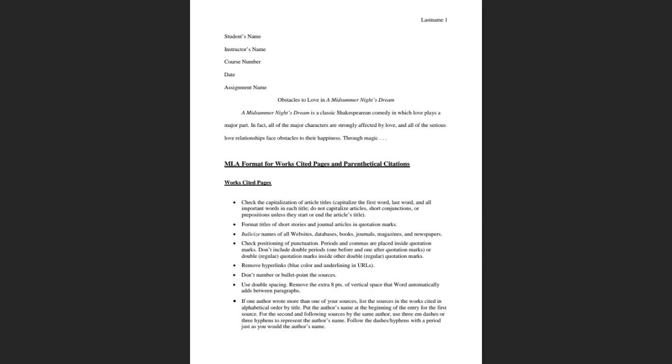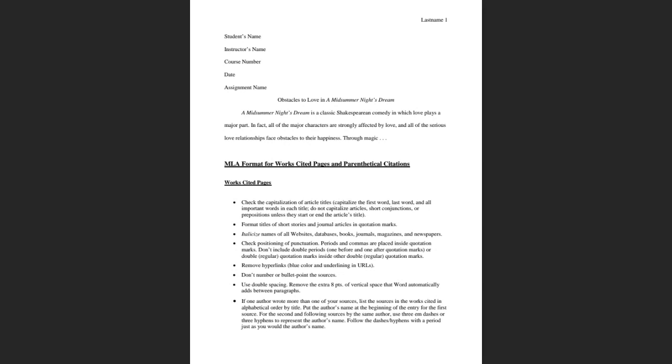Don't number sources in your works cited and don't bullet point them. So you're just going to list the sources on your works cited in alphabetical order, and we're going to talk about how you do that. Double space the entire works cited. Microsoft Word adds 8 points vertically between paragraphs. So if you don't take that 8 points extra out before you start typing your works cited, you're going to have too much space between the source entries, and you don't want to do that.